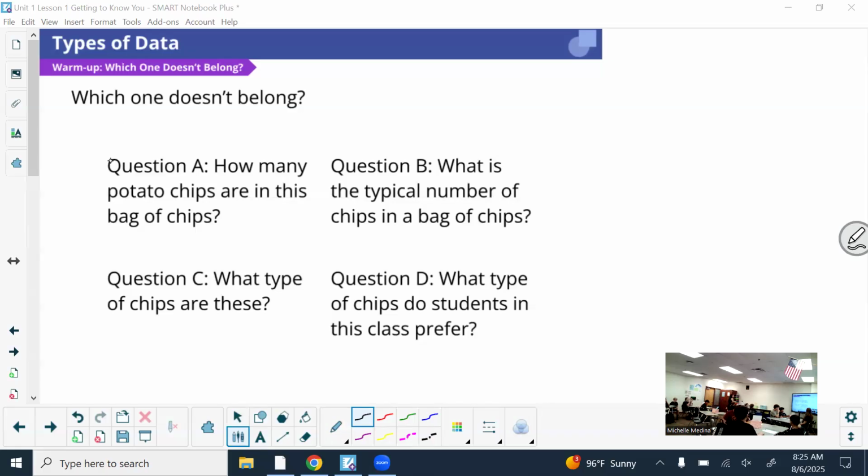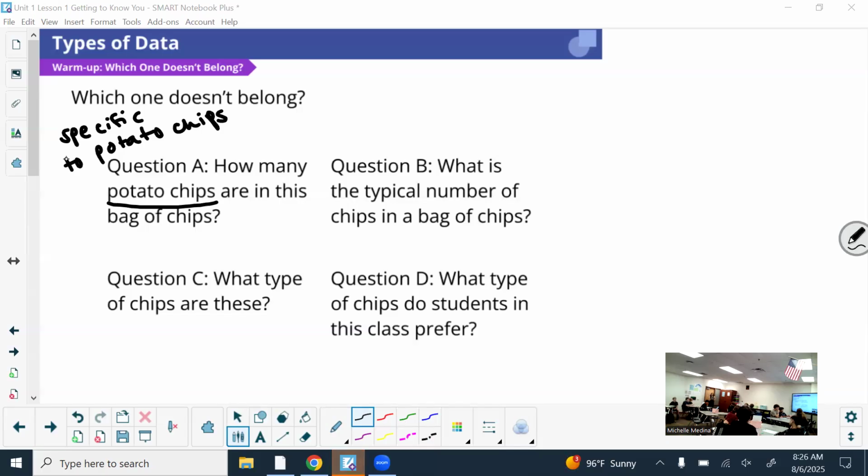Okay, so A is very specific to potato chips. The other ones just say bag of chips, what type of chips, what type of chips. This one is specific to potato chips. Can anyone think of another reason this one doesn't belong? I was actually thinking it's a different reason it doesn't belong, but that one works, right? None of the others say potato chips. Yes.